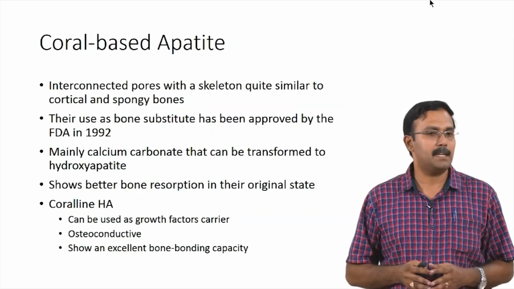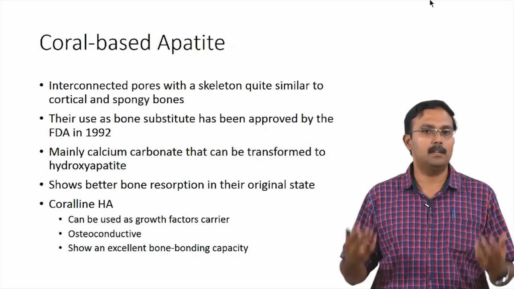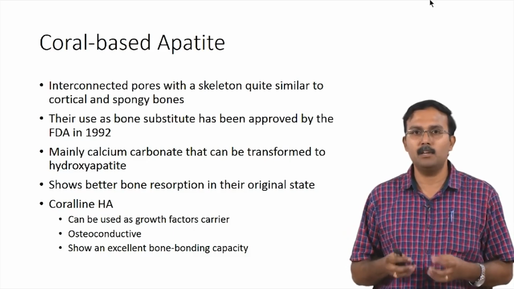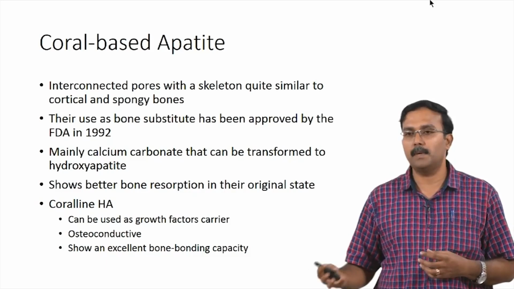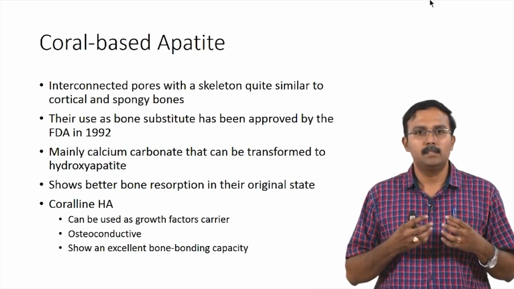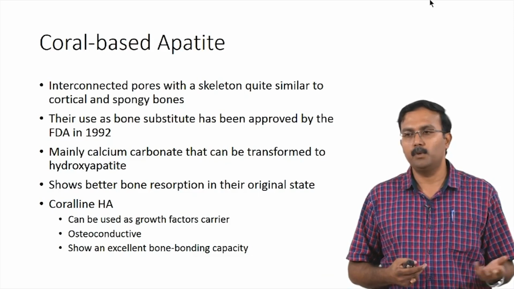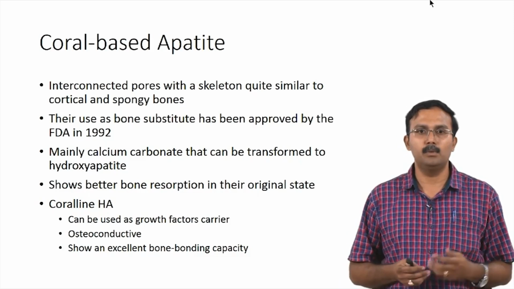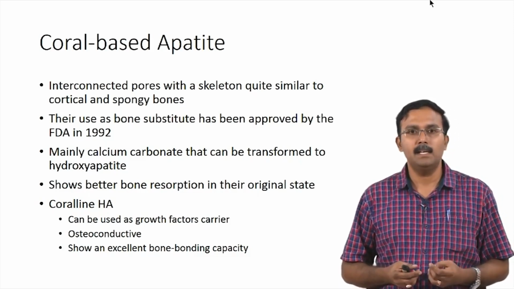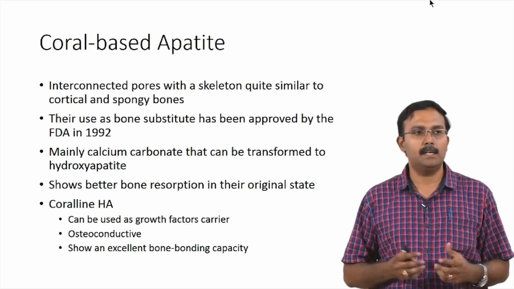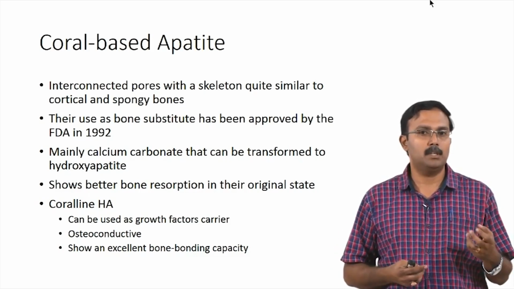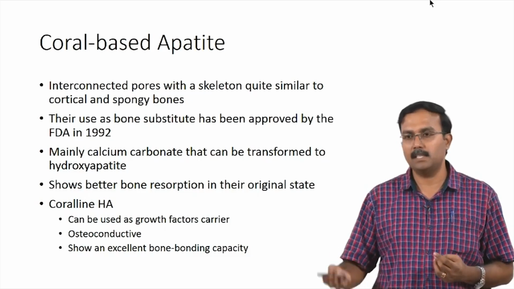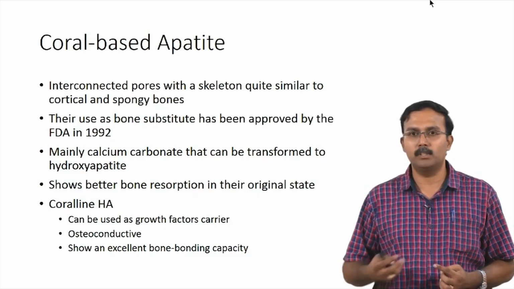Coral based apatite is one of the older materials which was studied. These have interconnected pores with a skeleton which is similar to the cortical and spongy bones of your body. This has been used as a bone substitute and it was approved for use as bone substitute by FDA in 1992, and people have tried to use this. This is primarily calcium carbonate that can be transformed into hydroxyapatite using some chemical reactions. This shows better bone resorption in its original state. If it is used as calcium carbonate, it shows better bone resorption.